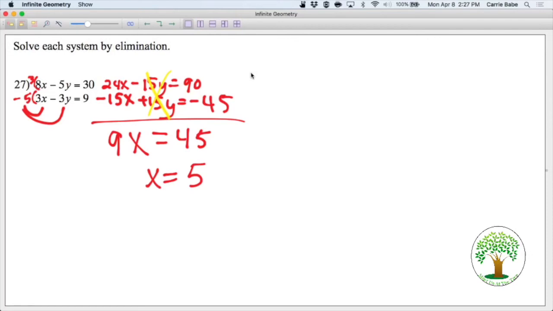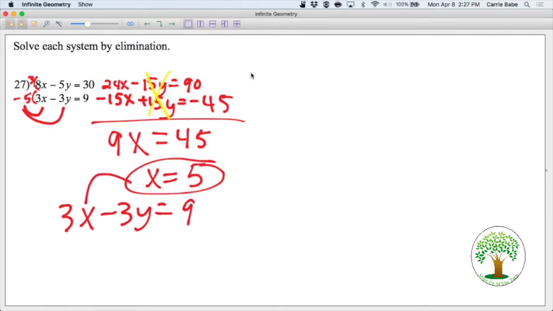No, of course not. You now have 4 things to plug x into. I would not suggest the other ones because they're larger. I'm going to go to the bottom one, the 3x minus 3y equals 9. I'm going to plug this 5 in for that x to make it 15.